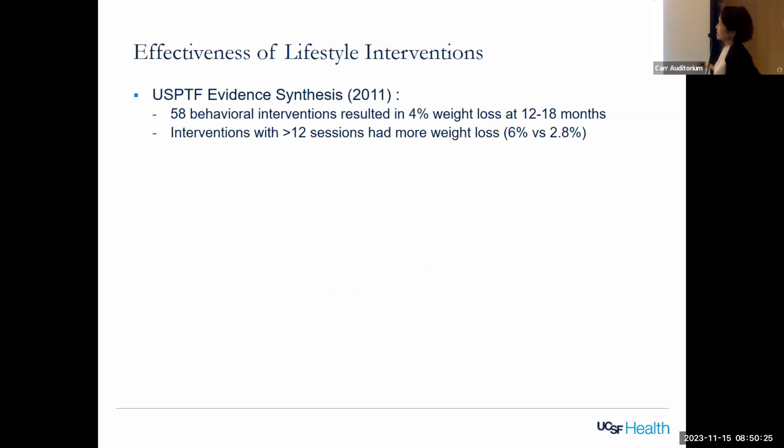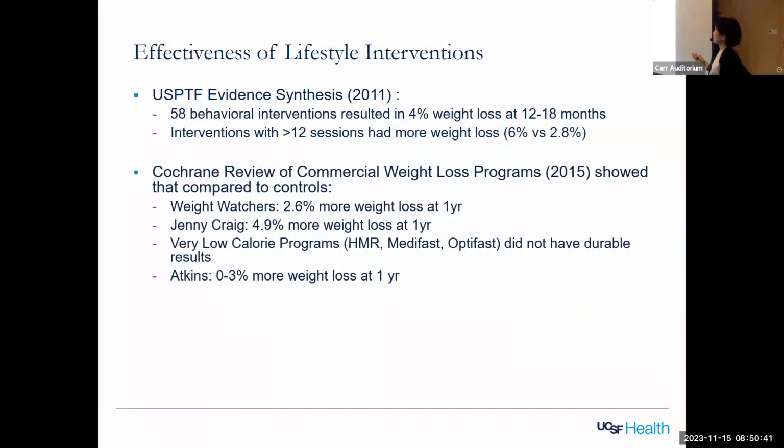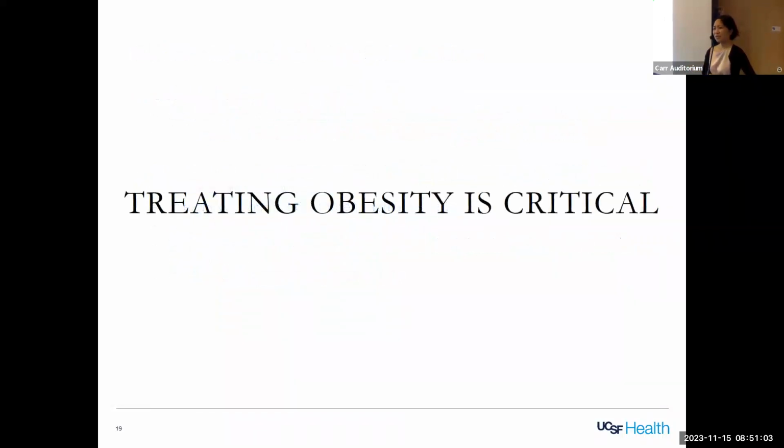And the evidence suggests that this is true. This is a synthesis of 58 behavioral lifestyle diet interventions. At the end of 12 to 18 months, the average weight loss was about 4%. And if you looked at commercial weight loss programs, things like Weight Watchers and Jenny Craig, it's under 5% in terms of average weight loss at the end of a year. So it's really difficult, because of these forces, this biological fight against weight loss, to have sustained and significant weight loss. So I think that's why treating obesity is critical.